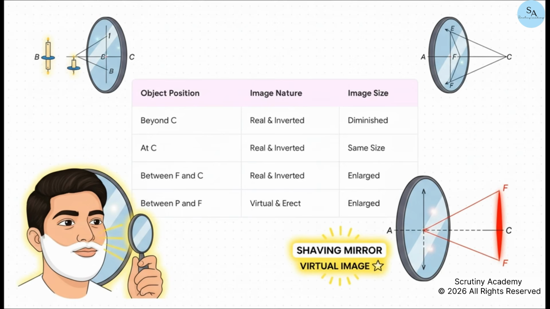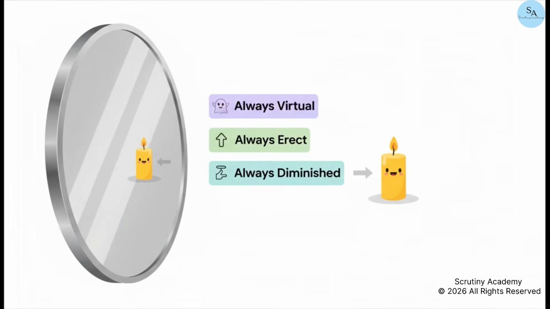But here's where the magic happens. Move the object super close, between the mirror and the focus, and boom! The image flips upright, becomes huge, and is now virtual. This is exactly how a makeup or shaving mirror works. Now, what about our friend the convex mirror? Well, it's way simpler.